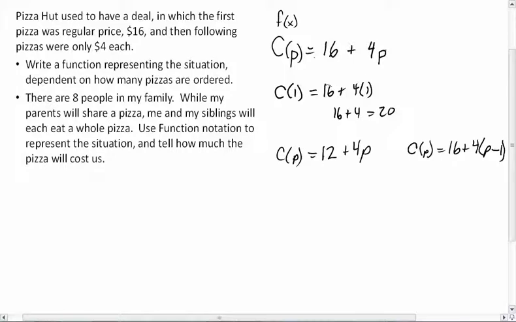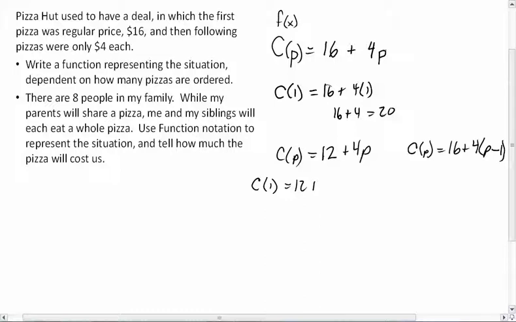All right, this is a good start, but it's a little bit off. That's why we check it. So let's go ahead and check both of these. We kind of reasoned it out. We subtracted 4 to make this one okay, because the 20 was 4 higher than it should have been. And then on this one, we subtracted 1 from the p so that we wouldn't multiply by that extra pizza. So let's check them out. Let's try C of 1.